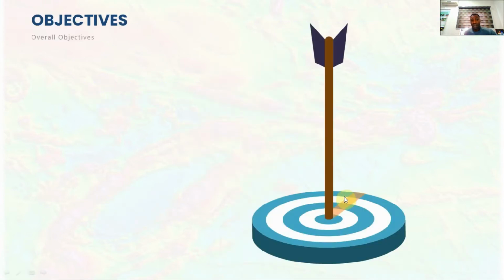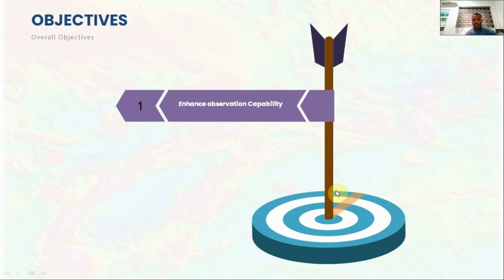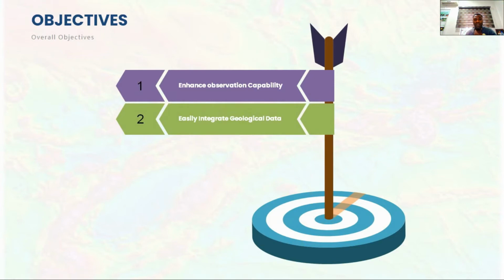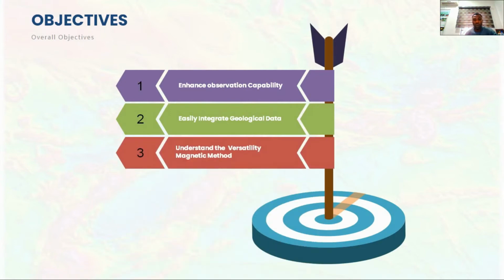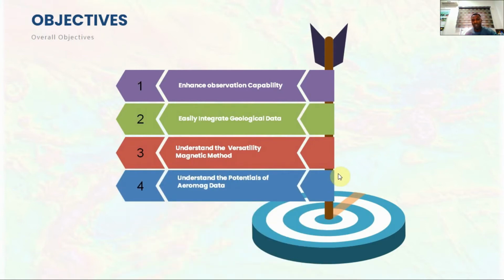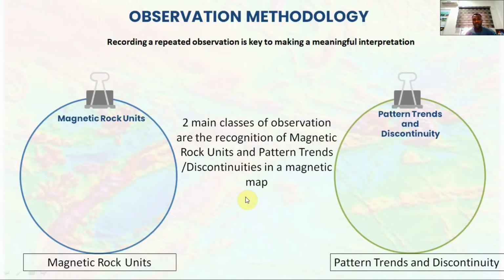So let's look at our overall objectives. One, we will enhance your observation capability by the end of this. Secondly, we want to ensure that you understand what it takes to integrate geological data, and the importance of this. Thirdly, we will understand the versatility of the magnetic method. And finally, we'll understand the potentials of using aeromagnetic data. So these are the four-point objectives of this course.